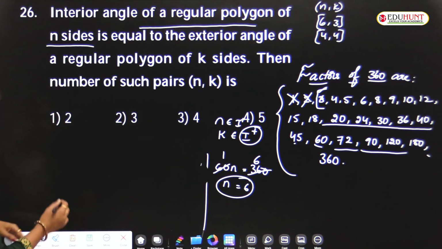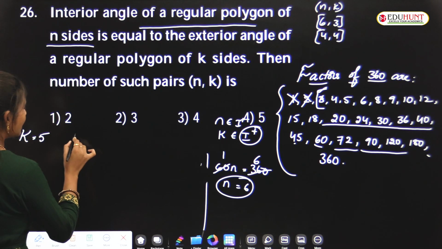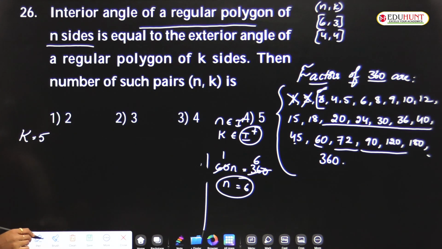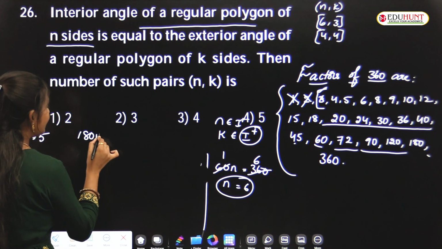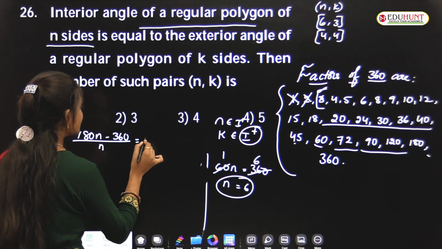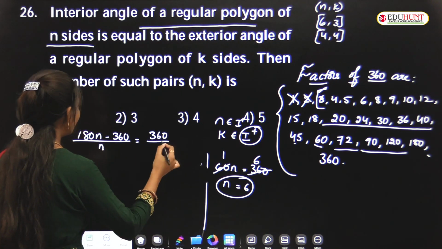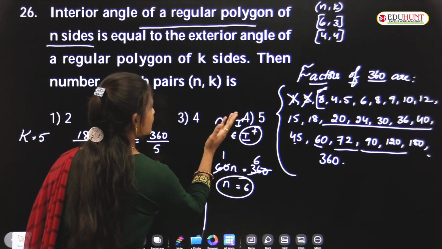So after simplification I will write here, let k equals 5. So we have n into (2n minus 4), no. So 2n minus 4 means (180n minus 360) whole by n, which is equal to 360 by 5, here we took k equals 5. So simplify that.